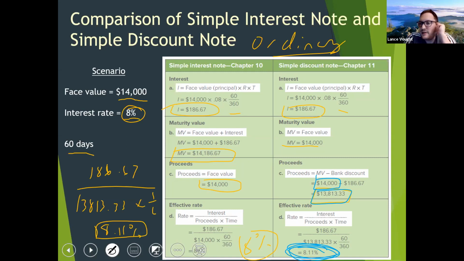So technically, the simple discount is easier because it's easier to determine how much you owe, but in a way it's actually worse because the effective interest rate is higher. So the actual value of what you're getting in terms of the loan is diminished.